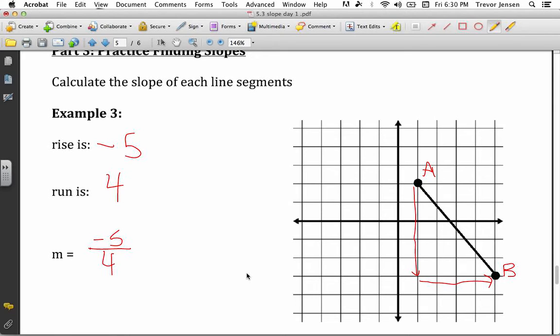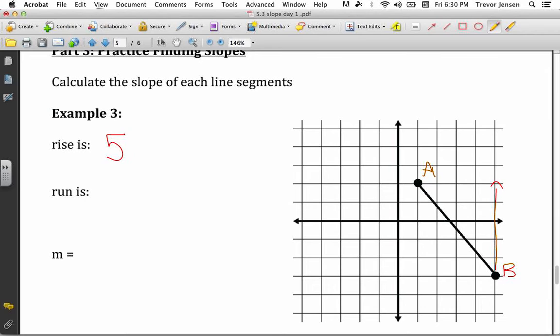Now, let's say instead of going from A to B, we calculate the slope by going from B to A. I'll show you what happens. So let's just get rid of all of this. If I'm going from B to A, my rise, I'm going to have to go up 1, 2, 3, 4, 5 units. When I go in the upward direction, I'm going to have a positive rise, and the vertical distance between the 2 points is 5, so my rise is positive 5.